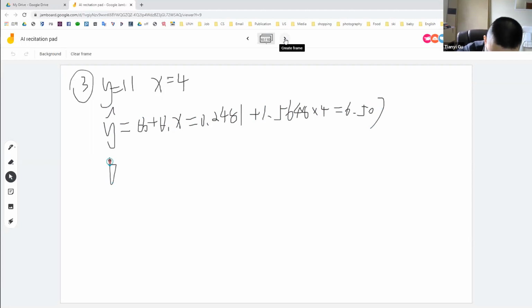And theta 0. What the heck? What happens? Why can't I write here?